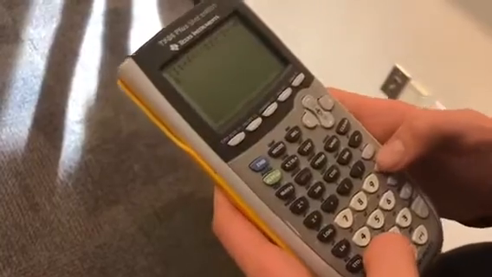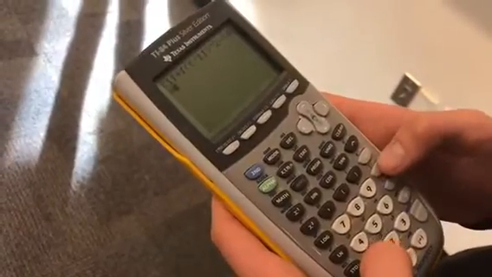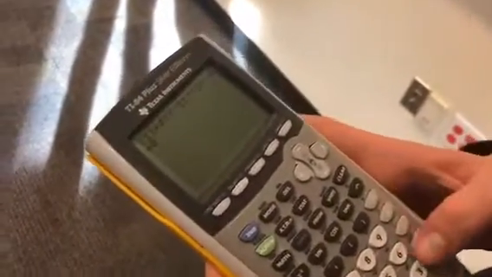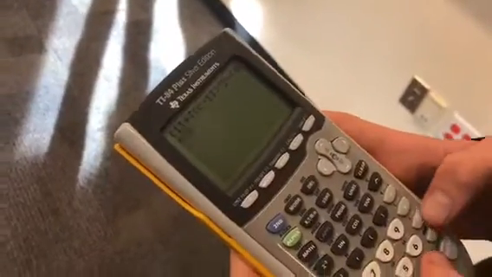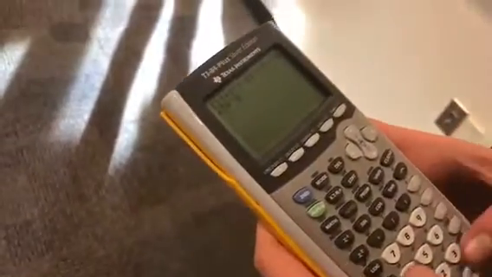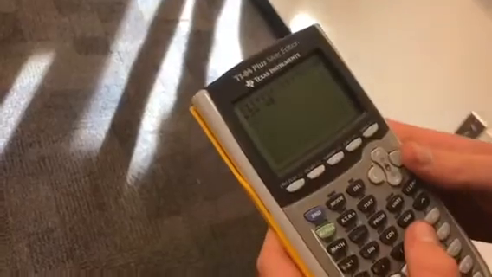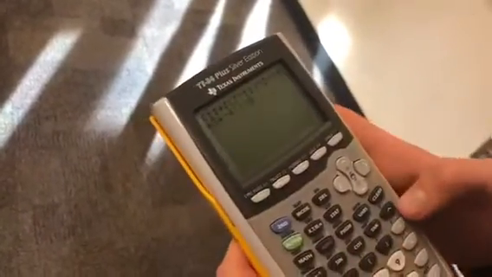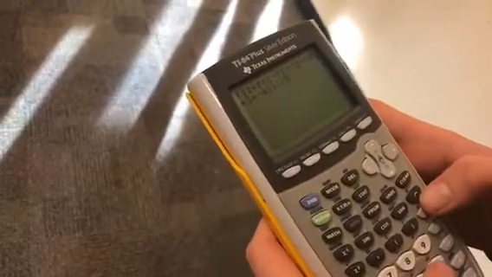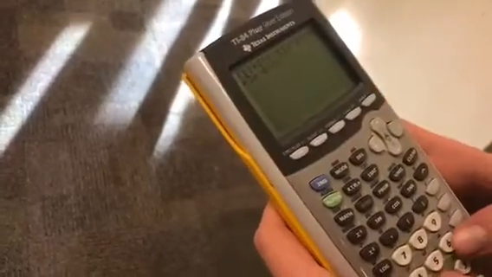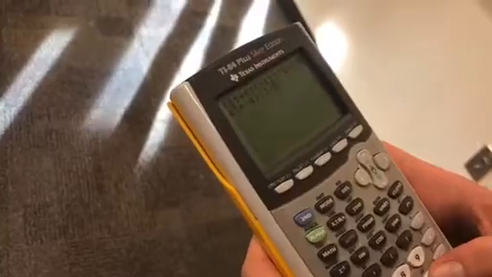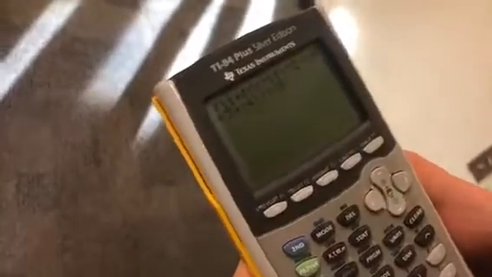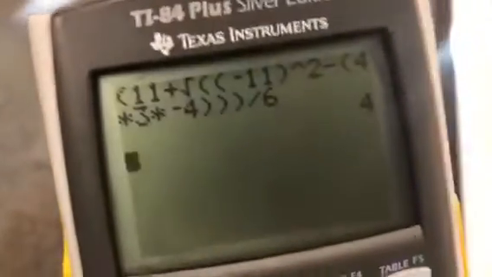times a times c, and the a value is 3 and the c value is negative 4. Then you take 3 parentheses to finish it off and divide the whole thing by 6, which is your 2 times a value, and that gives you 4.